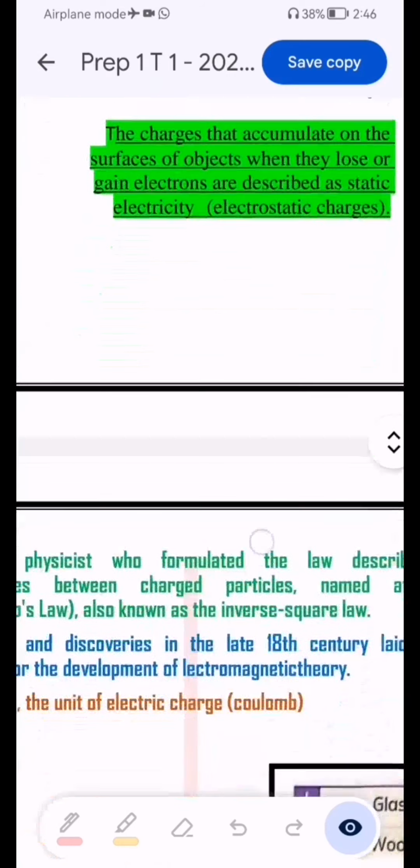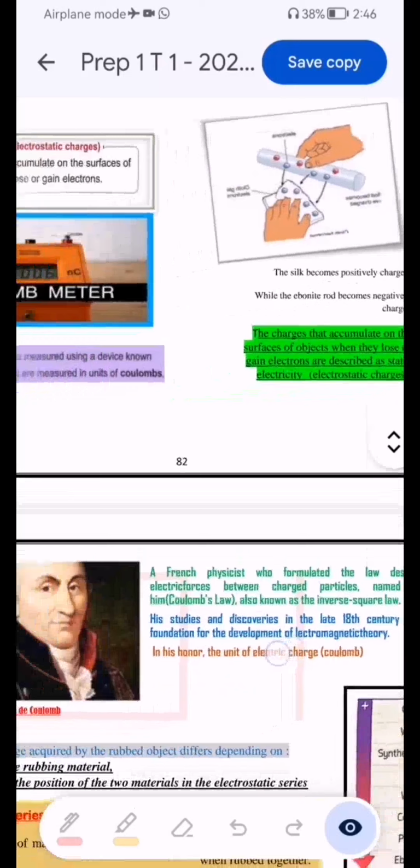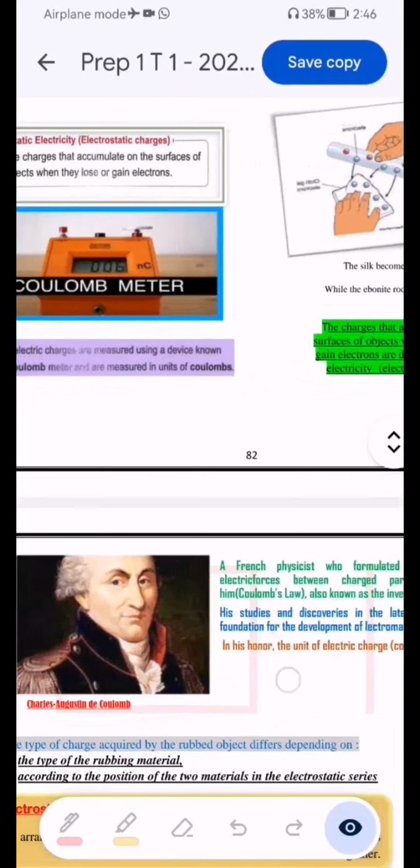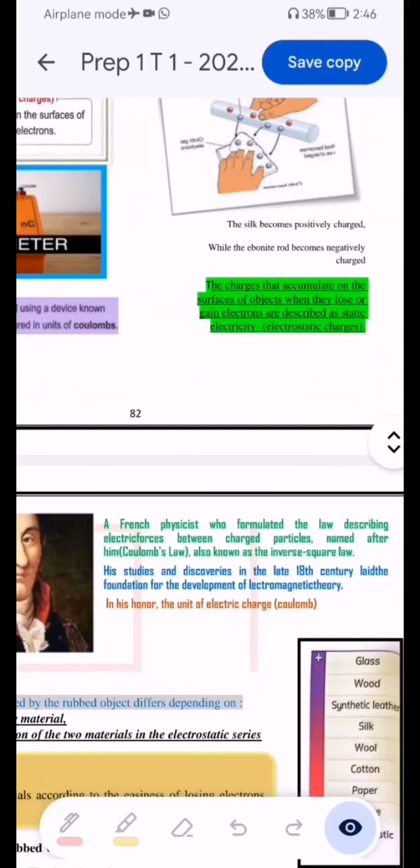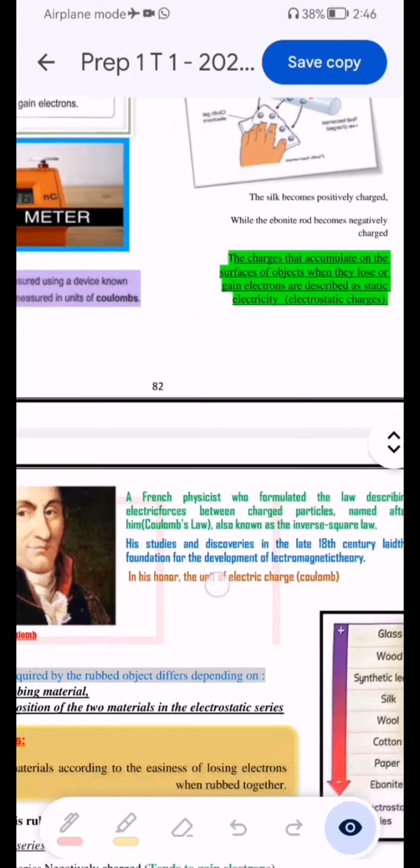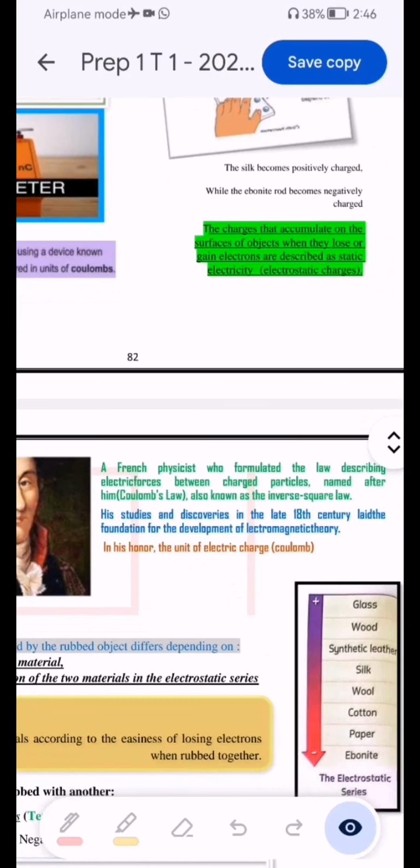Okay, look at this scientist. He is called Coulomb. Okay, he is a French scientist who formulated the law describing electric forces between charged particles, named after him, Coulomb's law, also known as the inverse square law. This law describes the electric forces between charged particles. Okay?